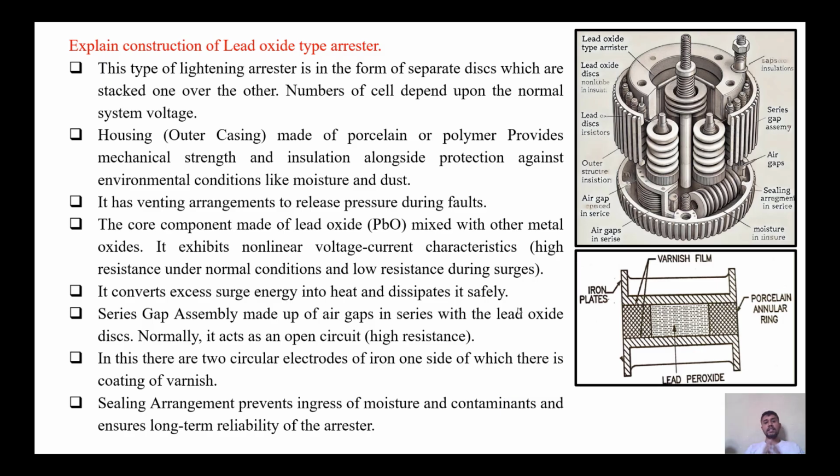Explain the construction of lead oxide type arrestor. So this type of lightning arrestor is in the form of separate discs, which are stacked one over the other. The number of cells depends upon the normal system voltage.